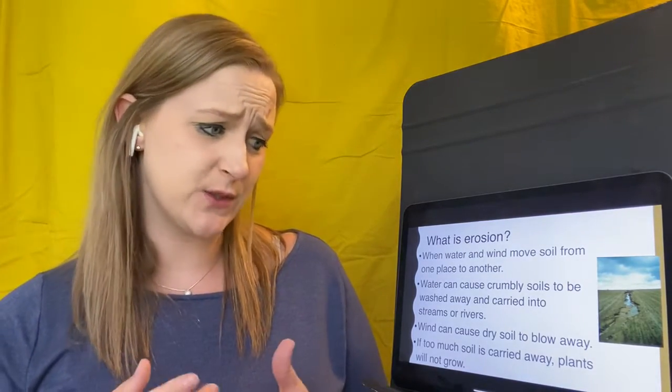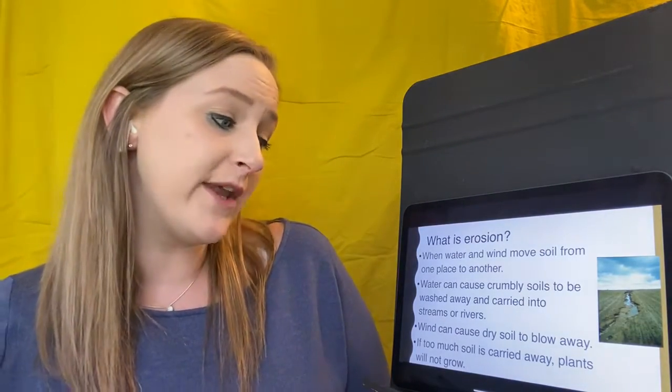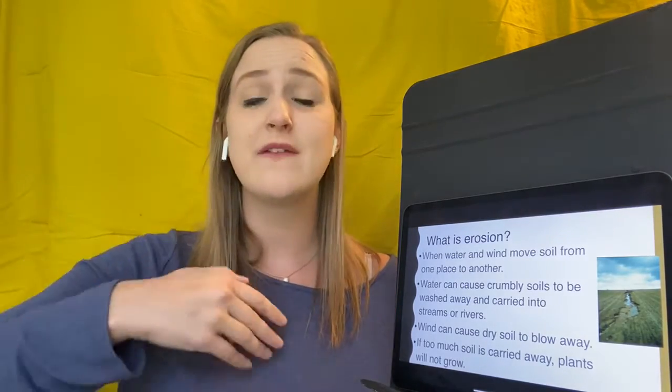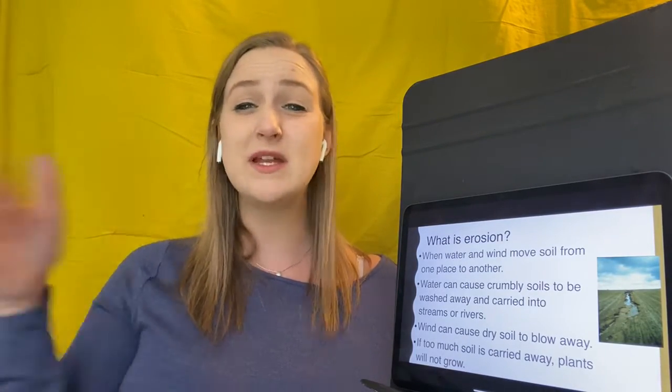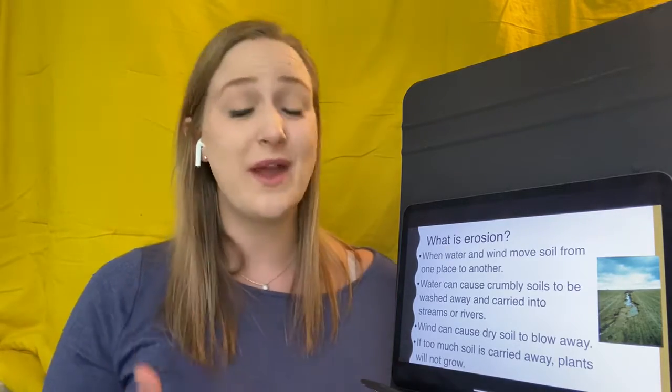Water can cause crumbly soils to be washed away and carried away in rivers or streams. That's what I was talking about with the ocean, how that sand got there because the rivers and streams broke down the rock and brought it down into the ocean. Wind can cause dry soil to blow away, like what I talked about with the dirt. If you've ever been to the beach and the wind blows and the sand comes up and flies in the air and gets in your eyes, that's called erosion. If too much soil is carried away, though, plants won't be able to grow.